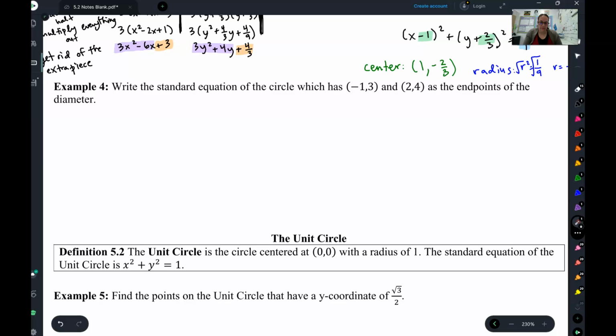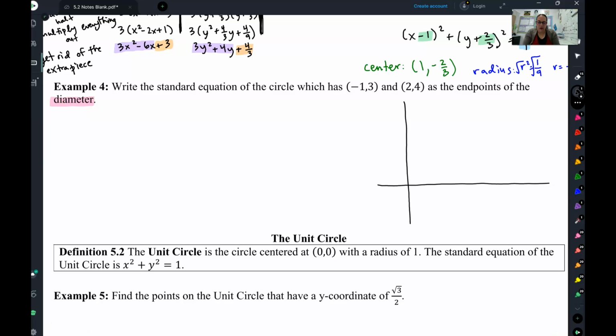Example 4 together. In this example, we're going to have a new vocab word. Let's read it. Write the standard equation of the circle that has (-1, 3) and (2, 4) as the endpoints of the diameter. Here's our new vocabulary word. Diameter is the distance from edge to edge of the circle. So let's graph what we've got here. What does this look like?